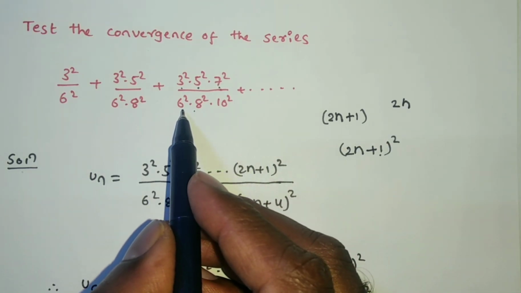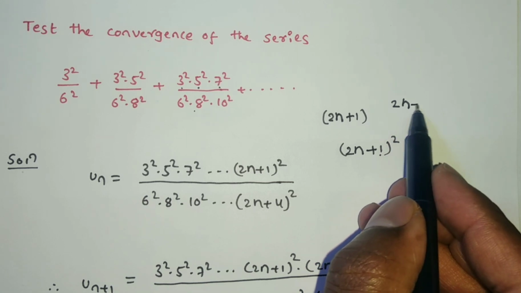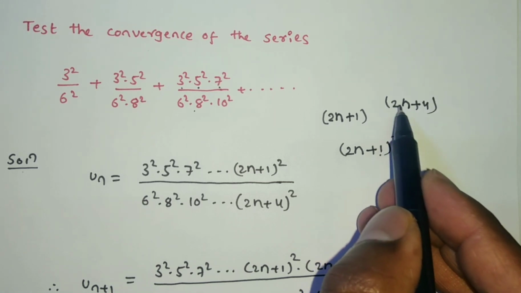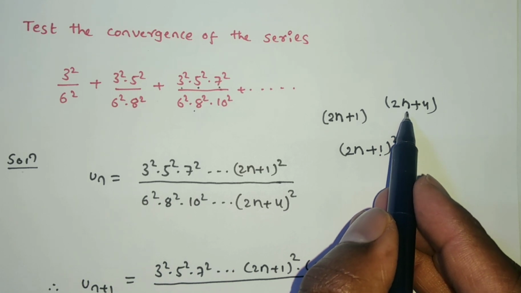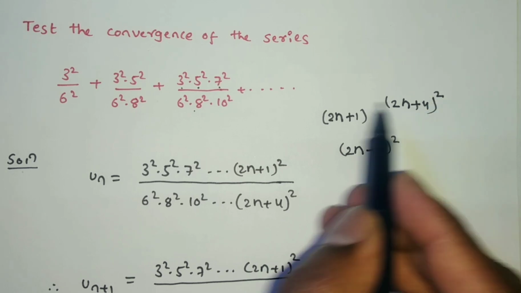Next, what is the first term here? 6. If you put n is equal to 1, what will happen? The first term is 2. So I want plus 4. Now check it here. n is equal to 2: 2 into 2 is 4, 4 plus 4, 8. Yes, so squared is required.